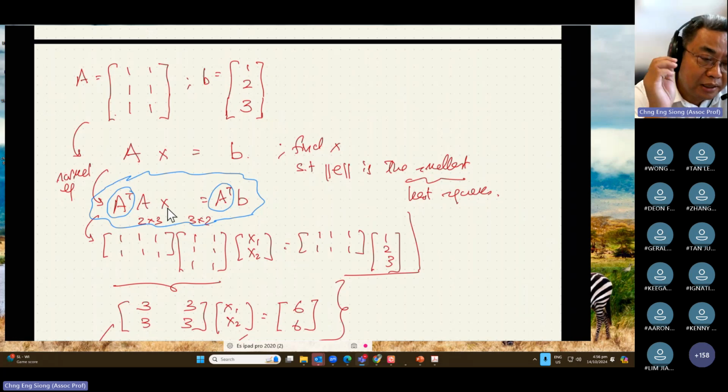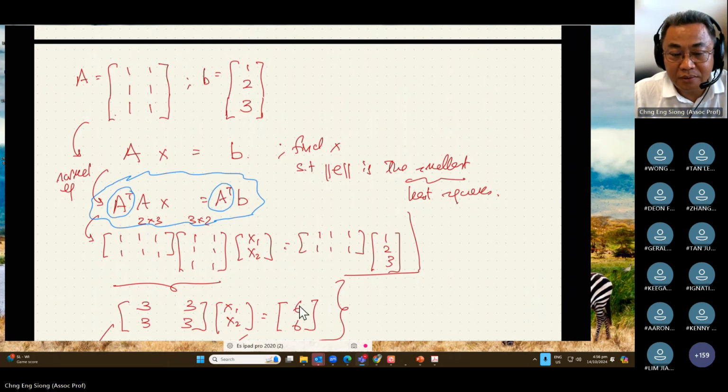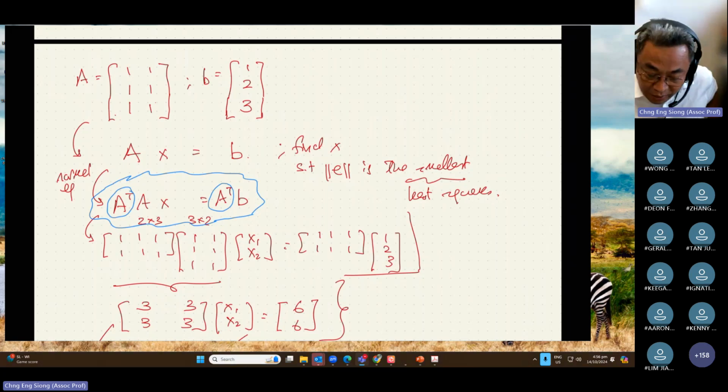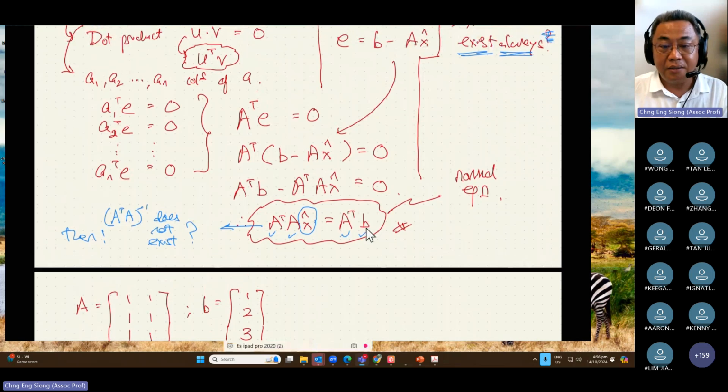So by just pre-multiplying by A transpose, we have forced this. Originally, b was not in the column space of A. It's obvious, b is not any linear combination of the columns of A. But by multiplying by A transpose, this A transpose b is now in the column space of A transpose A. That's the magic. Okay? And why is this so? Because of this property.